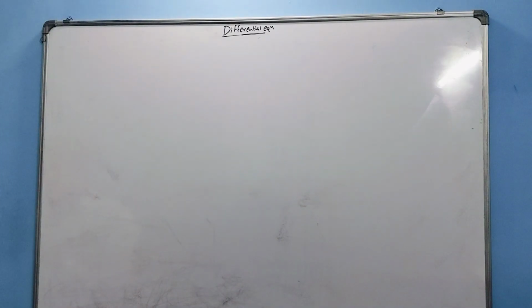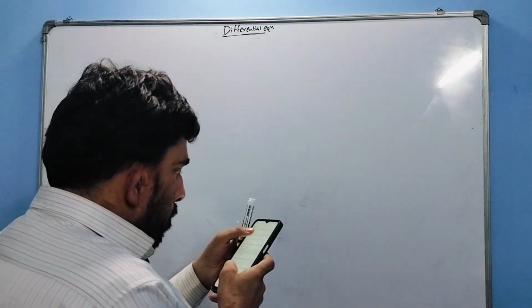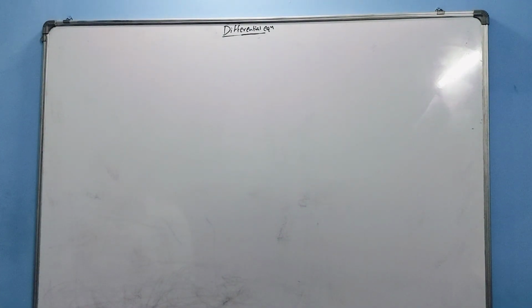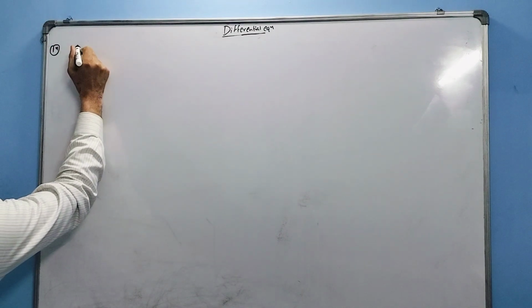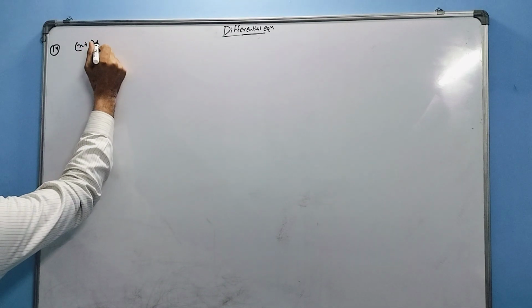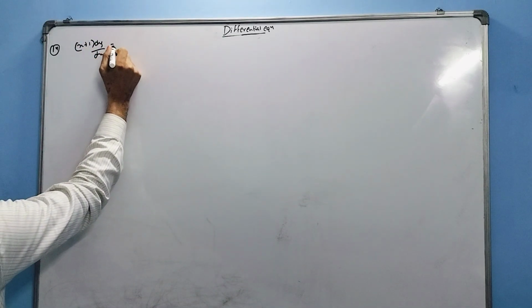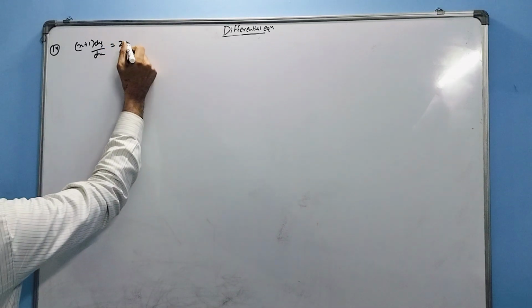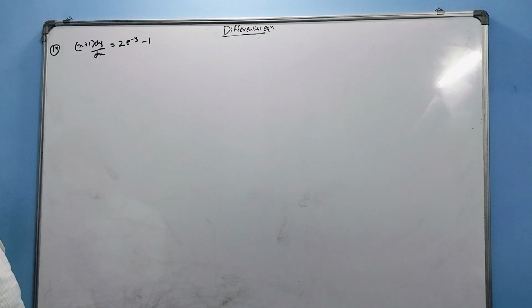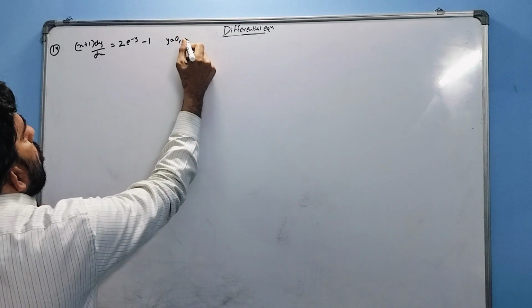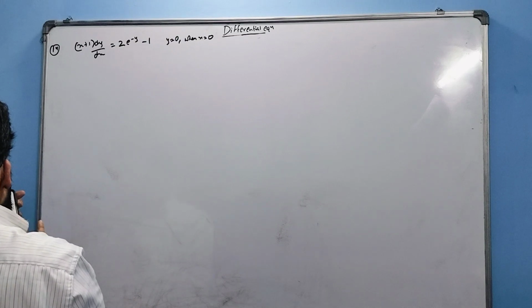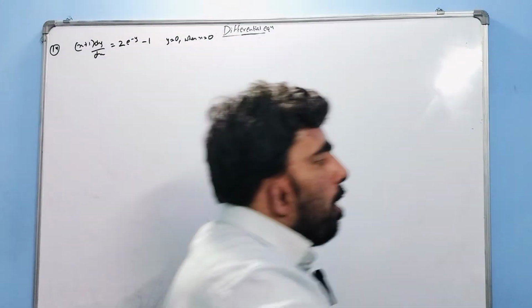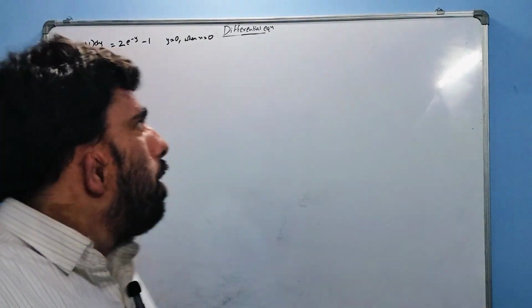Okay, so now the 14th question they have, in this we need to find a particular solution of the differential equation. They have given x plus 1 dy upon dx is equal to 2 e raised power minus y minus 1. And they have given that y will be 0 when x is equal to 0. So they have given that differential equation, and in this we need to find a particular solution. So let us see how we are able to solve this.